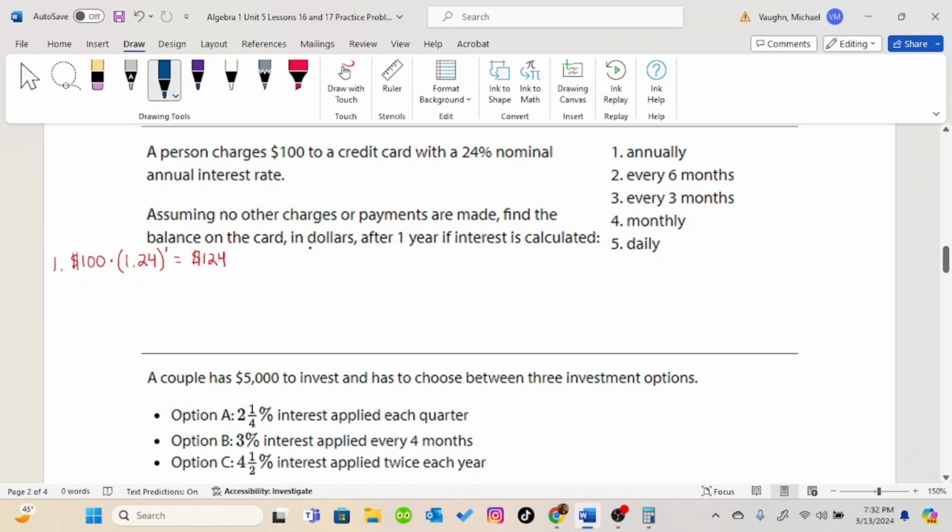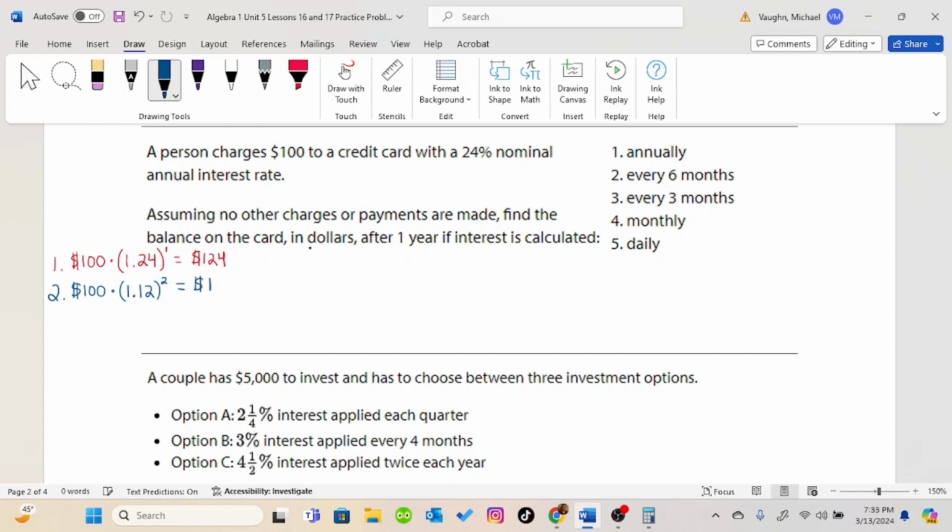For number 2, now we're saying the interest is calculated every 6 months. So now we would have $100 times 1.12 squared. Now instead of charging 24% all at once, we're charging 12% twice.